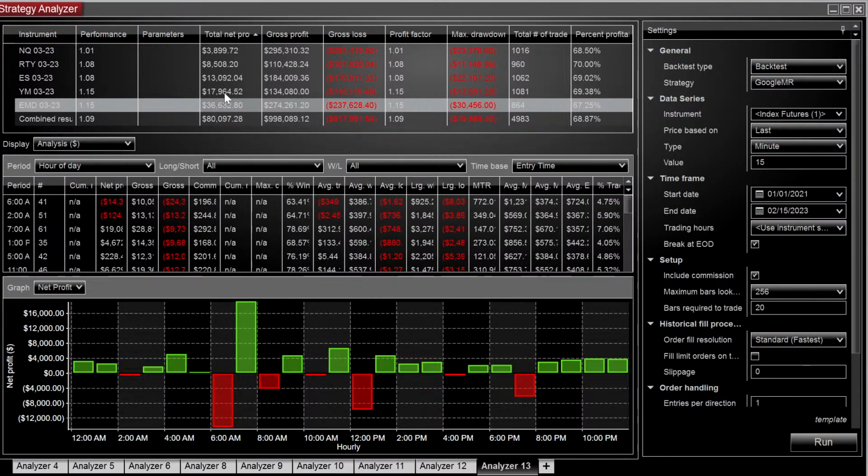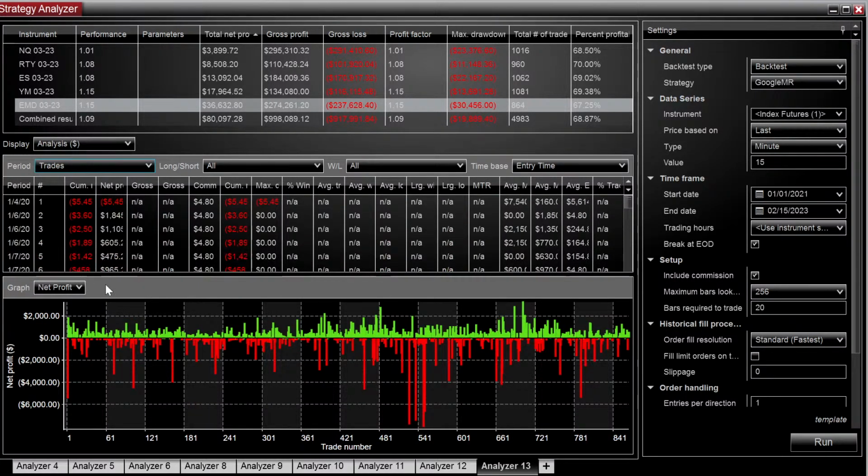So yeah, it seems like here the win rates are being pretty consistent, which is kind of what you want to see with mean reversion. Performance isn't all that good. As far as the equity curve goes, you want to see a little bit more stability.